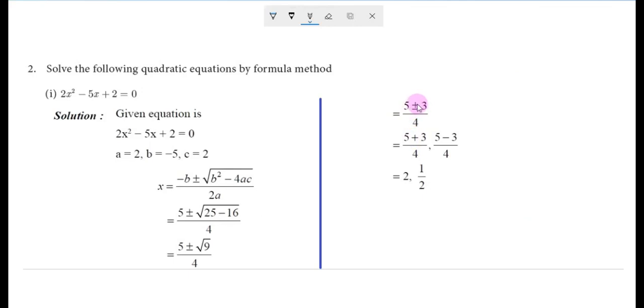So that is equal to 5 plus or minus root 9, which we found already is 3, so 3 by 4. This is plus or minus, so for the plus one term we should take plus and for the minus one term we should take minus. So 5 plus 3 by 4 comma 5 minus 3 by 4. So 5 plus 3 is 8, so 8 by 4, comma, 5 minus 3 is 2, so 2 by 4. Now apply the 4 table: 4 1s are 4, 4 2s are 8, so 2. Comma, here apply the 2 table: 2 1s are 2, 2 2s are 4, so 1 by 2. So 2 comma 1 by 2.